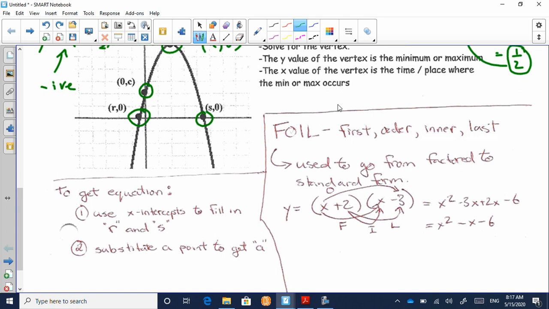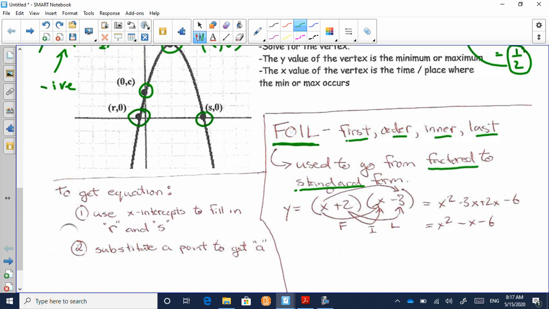One other thing that we definitely did was we spent a lesson using FOIL, which is a short form for first, outer, inner, and last. And so you use that to go from factored form to standard form. So look at this, I did an example here. If I wanted this parabola right here, I know there's no a value for this, so technically that just means the a value is 1. I want to remind you of that.